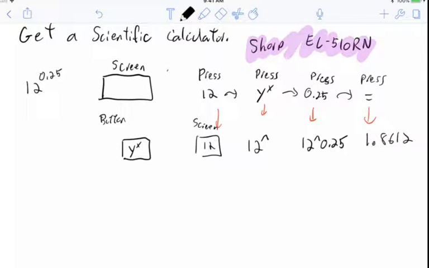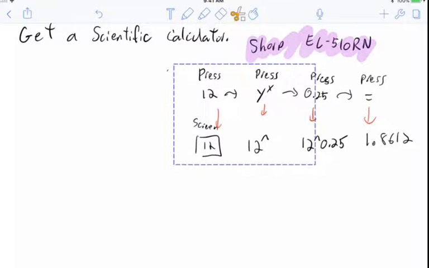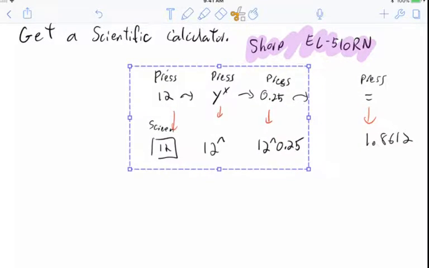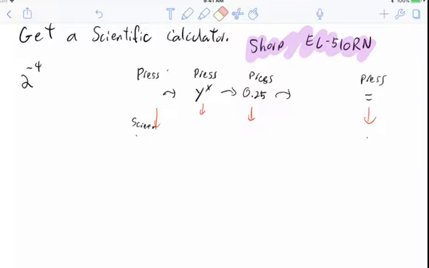Okay, let's try it for negative numbers. I'm going to expand this out a little bit. Okay, so what about 2 to the minus 4? How do I enter that in my calculator? First I'm going to press 2, that's the base, and the screen says 2. And then I'm going to press y to the x, and the screen goes 2 uppy mark. And then I'm going to press the negative sign.